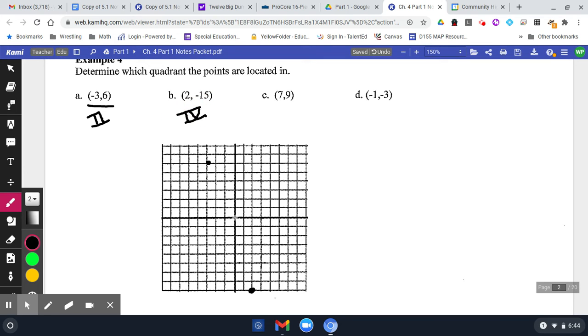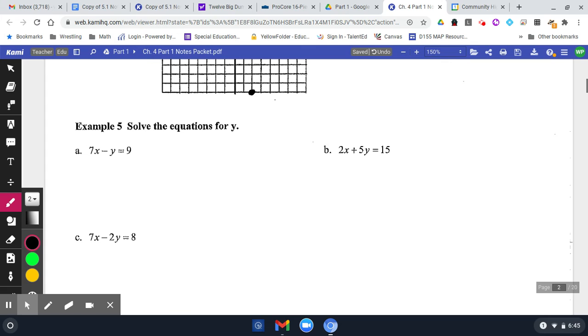Then we have 7, 9. 1, 2, 3, 4, 6, 7, and up 9. All right. And that is quadrant 1. The last one has 2 negatives. I can already tell you this is going to be quadrant 3. I'm still going to graph it though. -1, -3, 1, 2, 3. There you go. So there's our points, and then we identify what quadrant they're in.